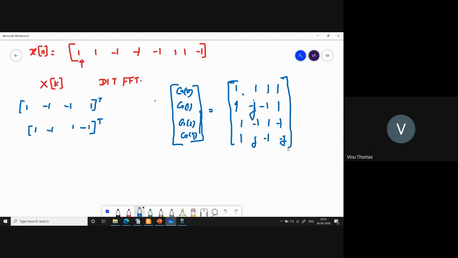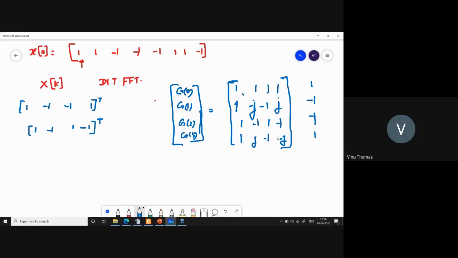You use this to multiply. What was the input sequence? 1, minus 1, 1, minus 1. I think there is an error in the second row. The last one will be plus J, right? So it's my mistake. This is 1, minus J, minus 1, plus J. The last row is 1, plus J, minus 1, minus J.